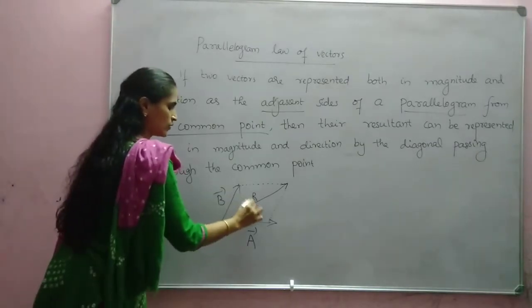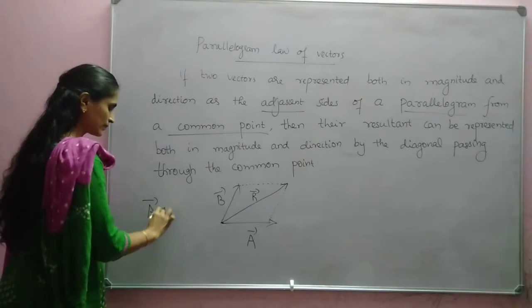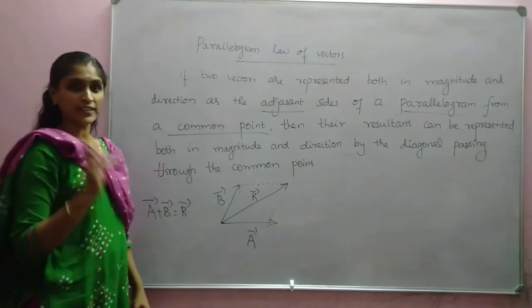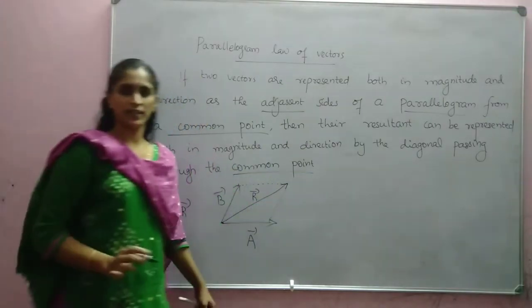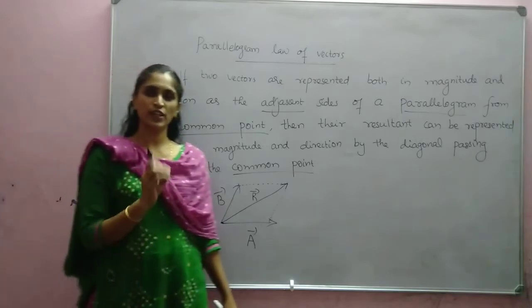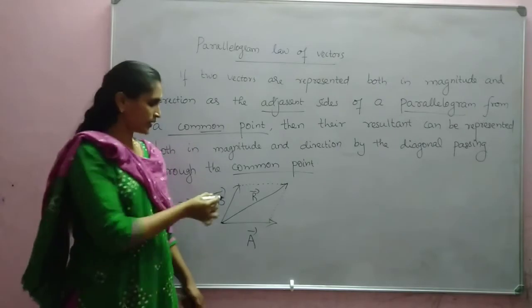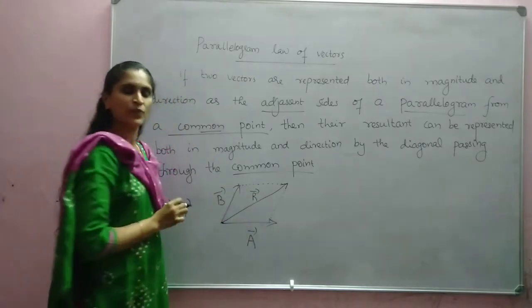So the resultant of this vector, A plus B, we can write as equal to the diagonal. What's the specialty of the diagonal? The diagonal passing through the common point. When you are writing the parallelogram law of vector addition, it is very important that you mention the common point here and here also. Otherwise, there is one more diagonal we will get, no? So that will not be the resultant.